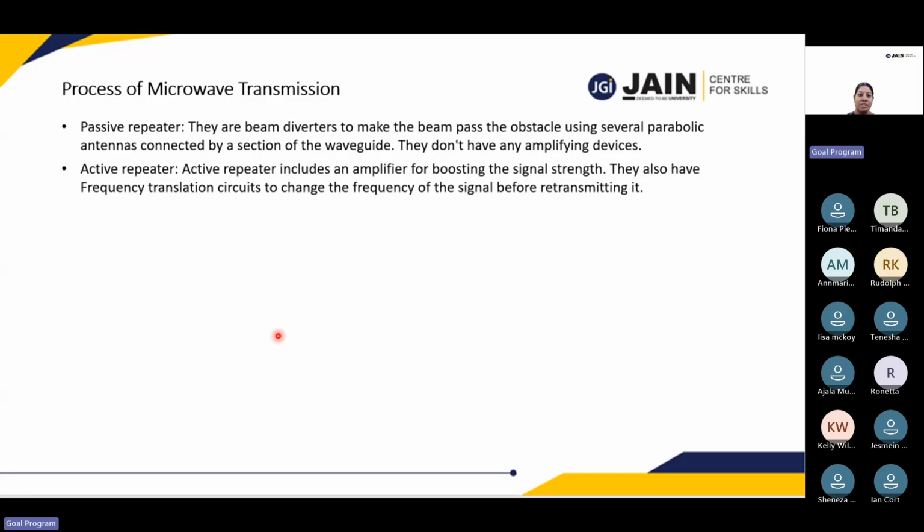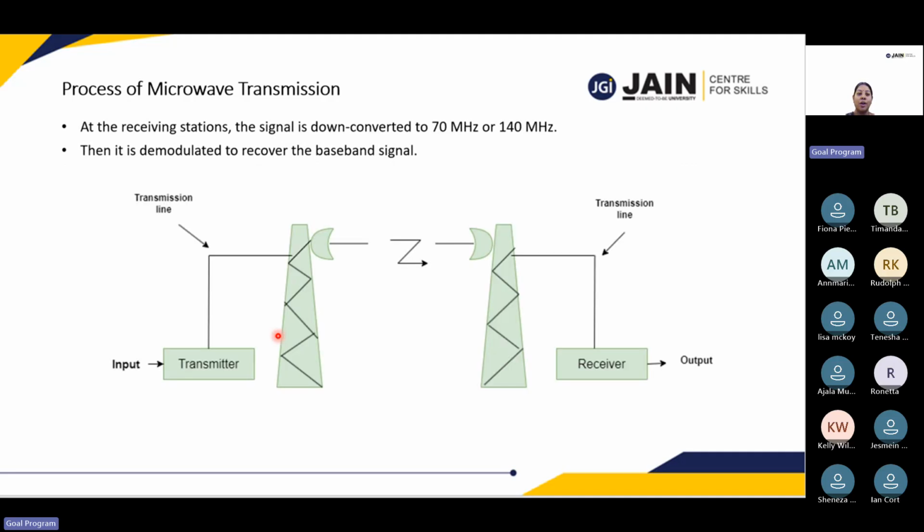Got it? What is passive and what is active? Passive repeaters are beam diverters, using parabolic antennas to make the beam pass the obstacles. Active repeaters include an amplifier for boosting the signal strength, and they also have a frequency translation circuit to change the frequency of the signal before retransmitting it. Now at the receiver station, the signal is down converted to 70 or 140 megahertz. Then it is demodulated to recover the baseband signal.